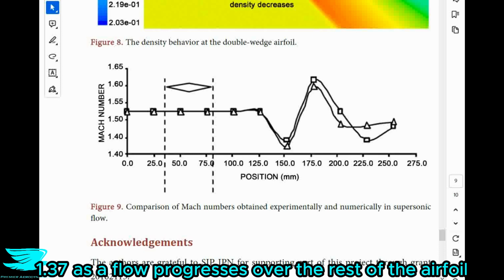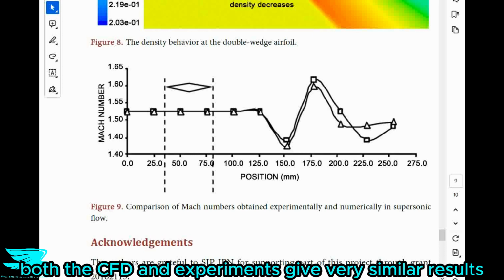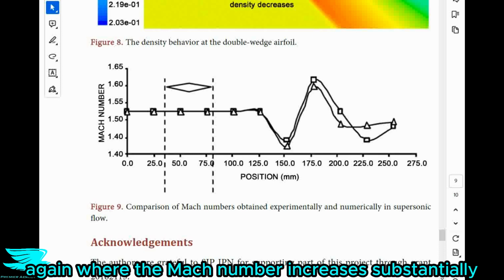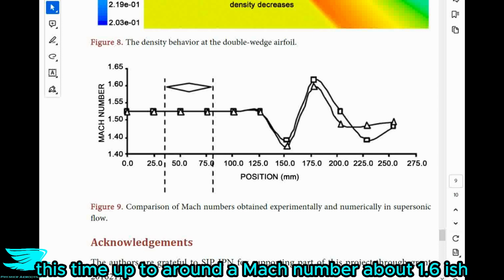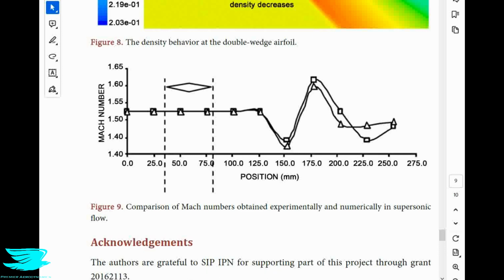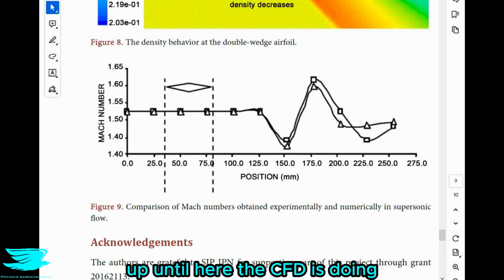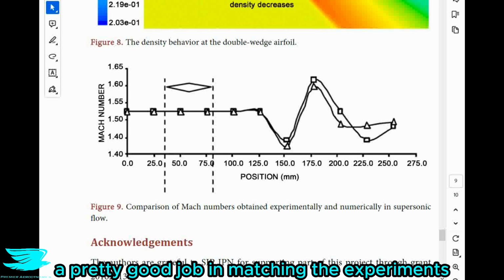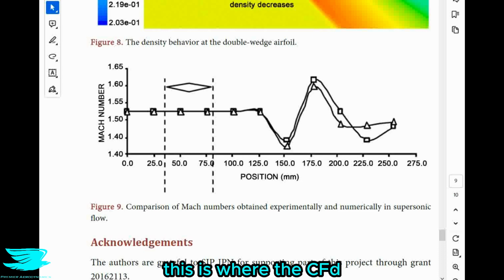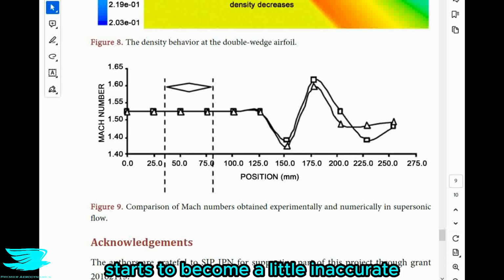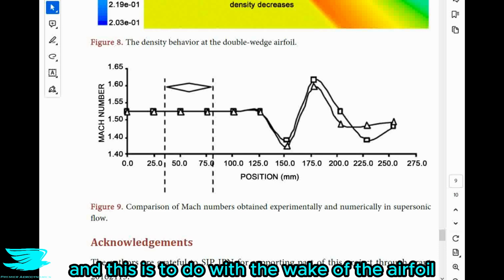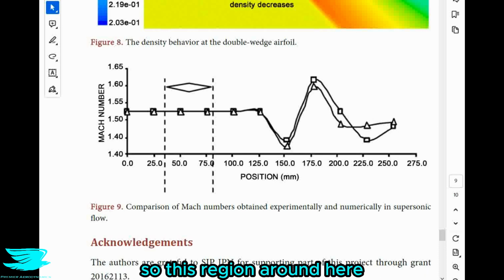As the flow progresses over the rest of the airfoil, both the CFD and experiments give very similar results again, where the Mach number increases substantially, this time up to around Mach 1.6-ish. Up until here, the CFD is doing a pretty good job of matching the experiments, but behind the airfoil, this is where the CFD starts to become a little inaccurate, and this has to do with the wake of the airfoil, so this region around here.